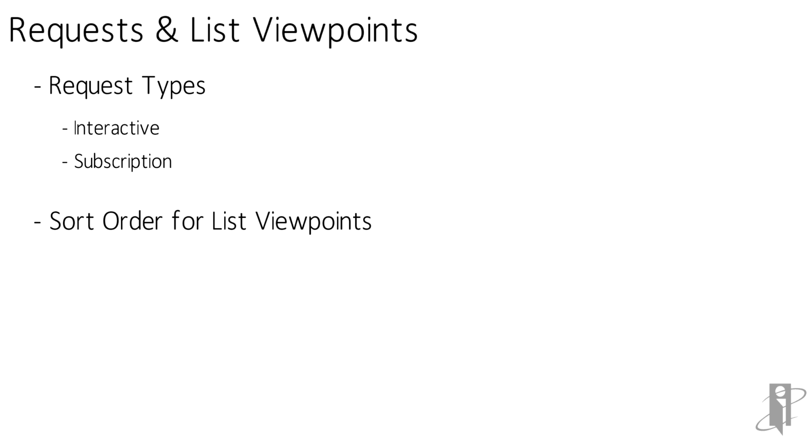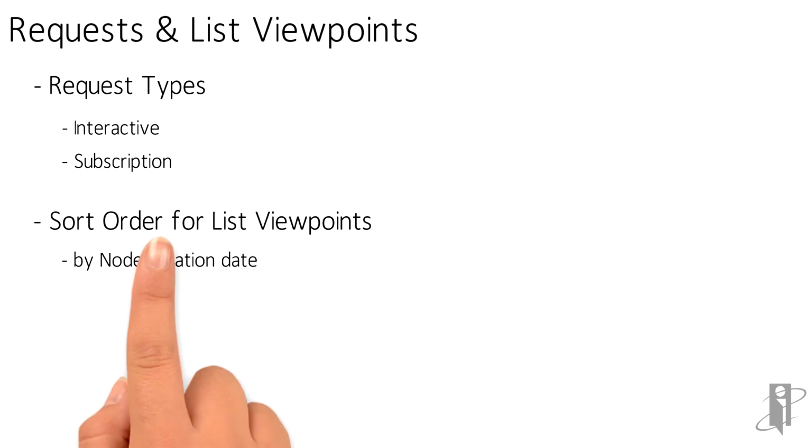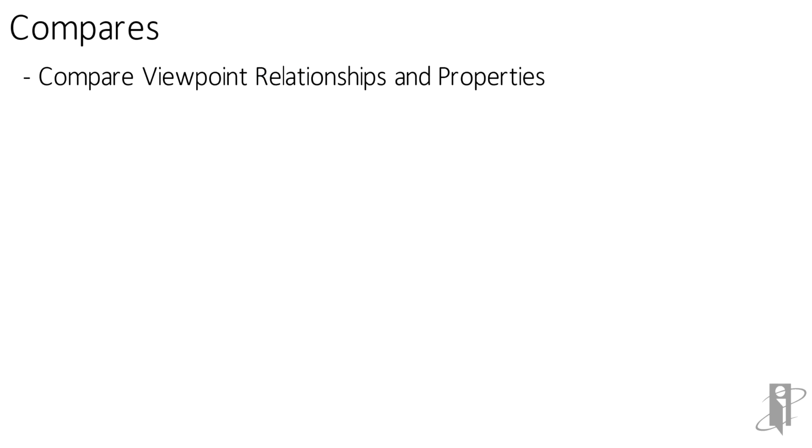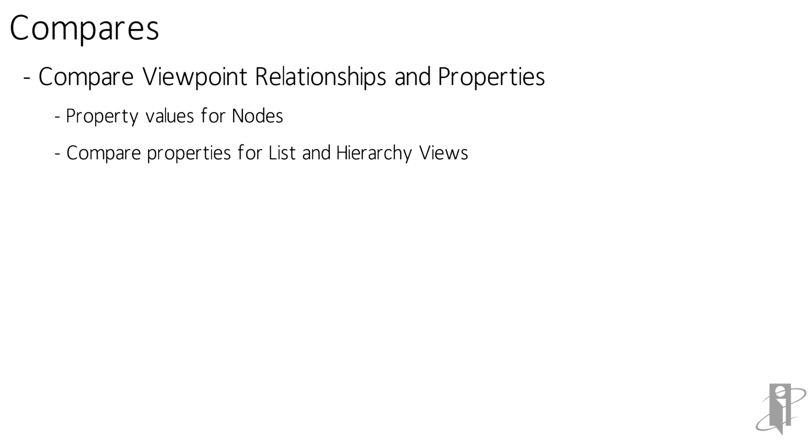Sort order for list viewpoints is now by node creation date, with the latest nodes at the top of the list. List viewpoints are no longer resorted when adding, renaming, and searching nodes. Comparing nodes has improved, since you can compare for differences in relationships as well as property values. You can compare lists and hierarchy viewpoints. Relationship compares only work against hierarchy viewpoints.